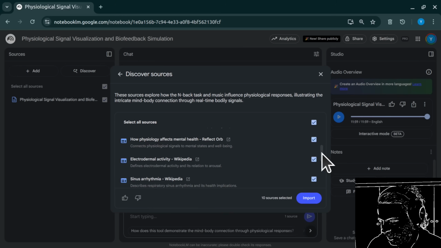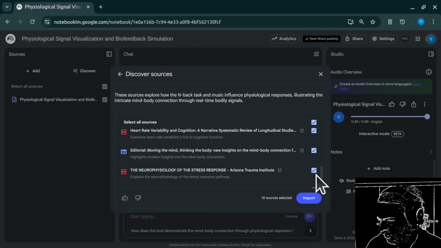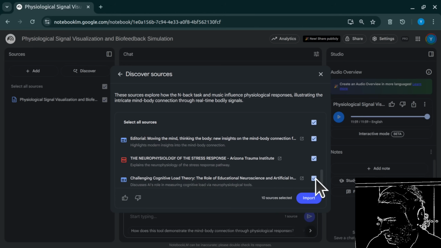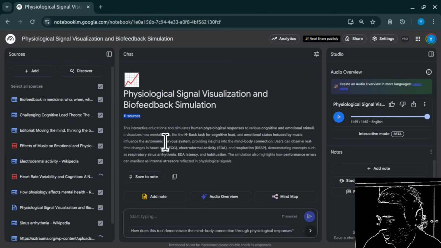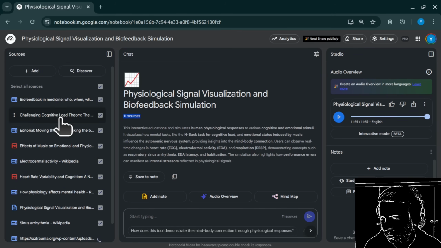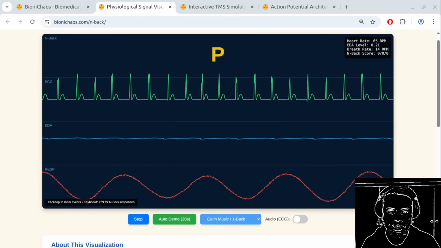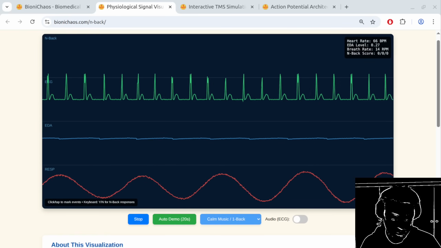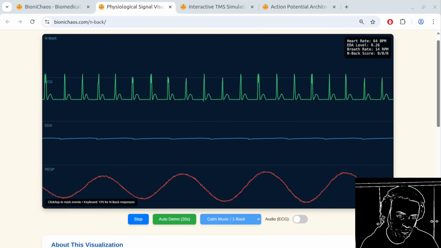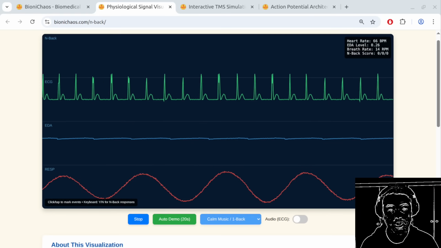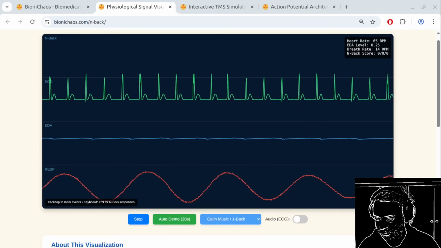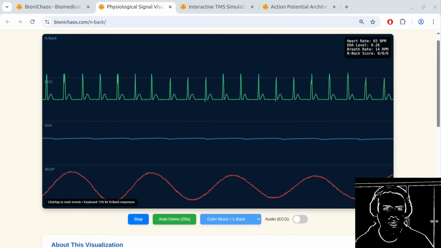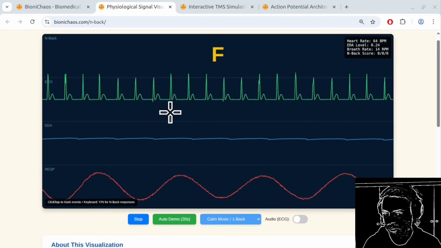Sinus arrhythmia. Let's show the neurophysiology of stress response. It will add them to the chat. Now we have 11 sources, including our code. So I did my PhD in psychophysiology, which is a fancy term for behavioral study, which is essentially what YouTube is. So currently, YouTube is running a giant behavioral study on you, the viewer.